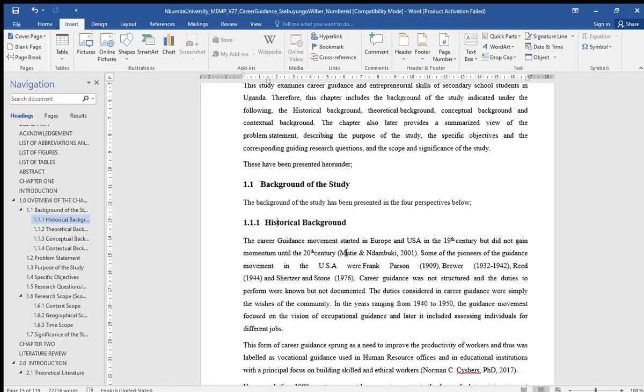So what should be included in the historical background? In the historical background, we look at elements. 1, you should know the history of the problem, which is, for example, the history of the independent variable. Here, for example, it was career guidance. When did the career guidance begin? Where? Who started it? Which year?